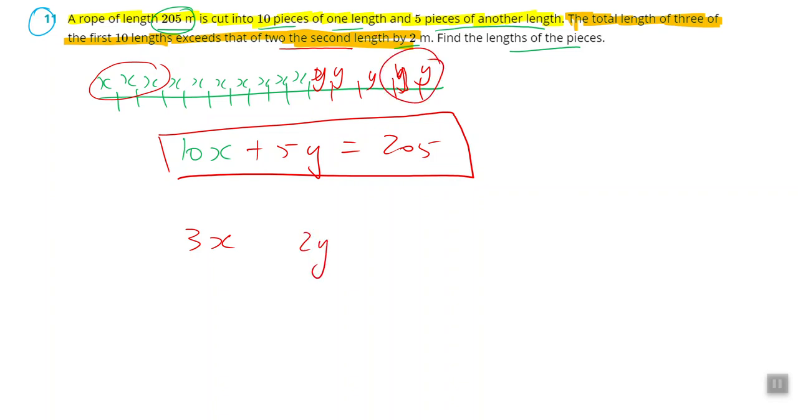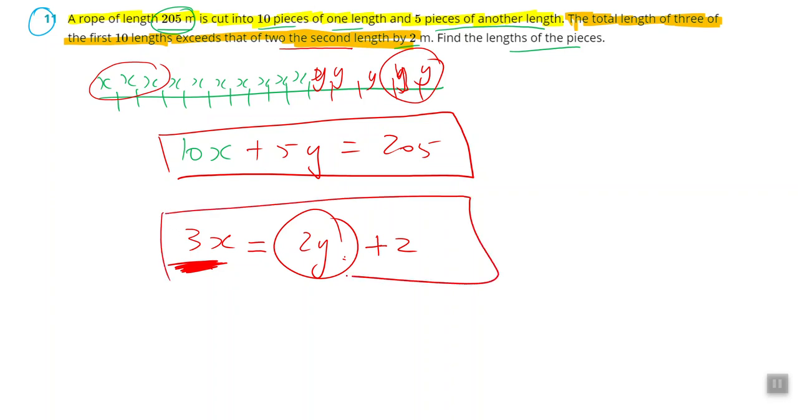Now this is 2 more than this. So if I put an equal sign between them, to make this balanced, since this is 2 meters longer, in order to make it equal, I have to add 2 here. So it's a bit tricky. You need to understand what we're trying to do here.